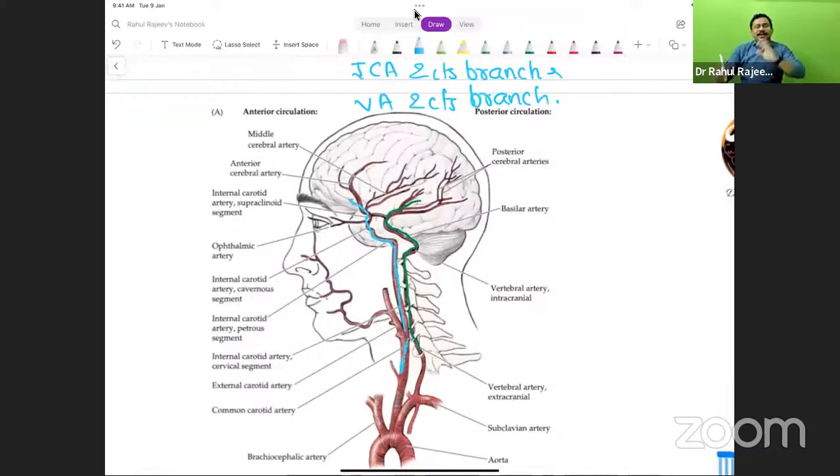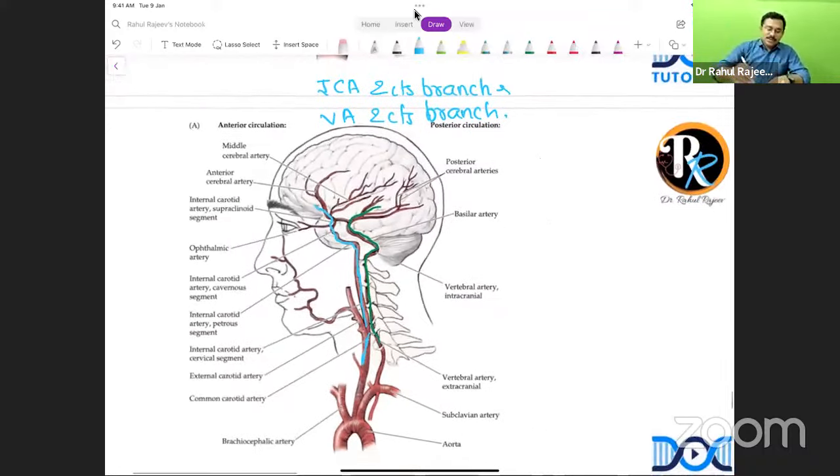So the anterior part of the brain is mainly supplied by the branches of the internal carotid artery. The posterior part is mainly supplied by the vertebral artery and its branches. So this part is known as the anterior circulation. Any stroke which involves blood vessels in the anterior part is called an anterior circulation stroke. The other one is a posterior circulation stroke.